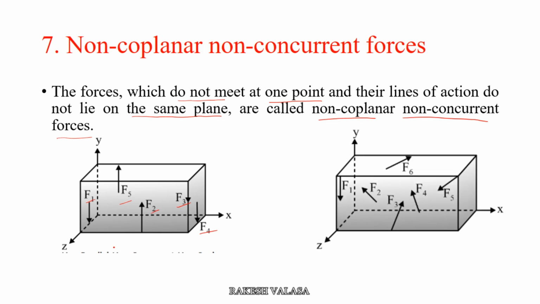You can see one more example. Here also six forces are F1, F2, F3, F4, F5, F6. These forces are not passing through a single point, and these forces are not in the same plane. Here the forces are not parallel. So this type of forces are called non-coplanar, non-concurrent, non-parallel forces. You can see, let us take x, y, z.